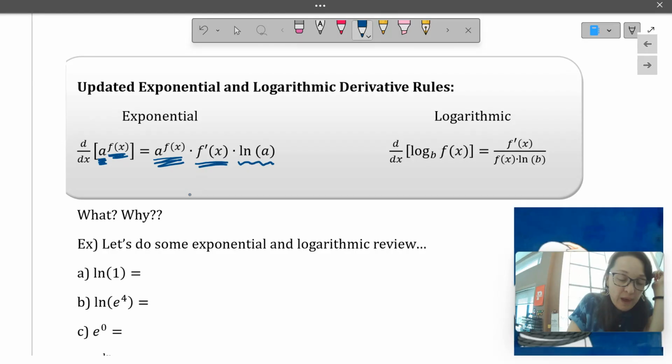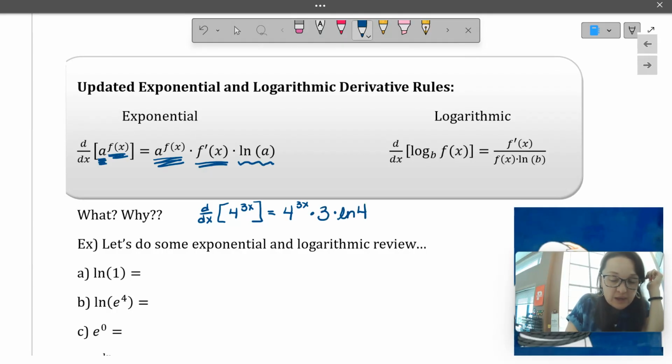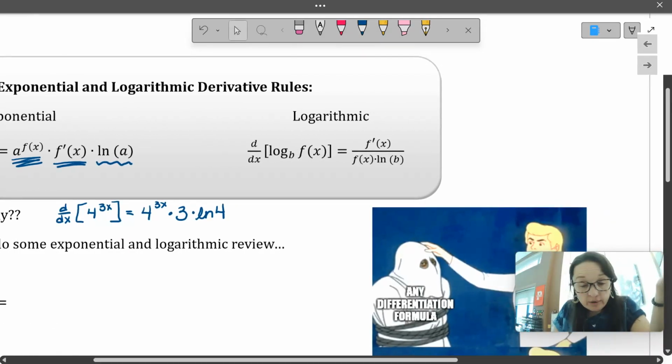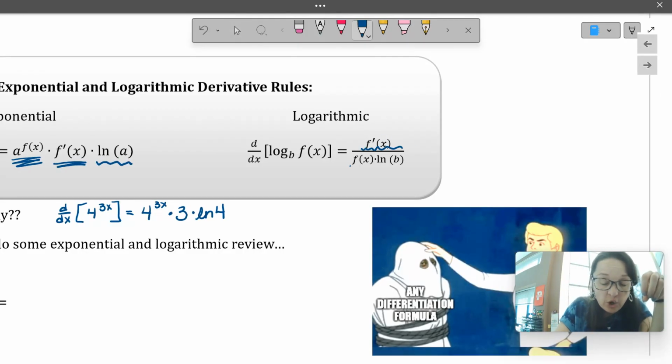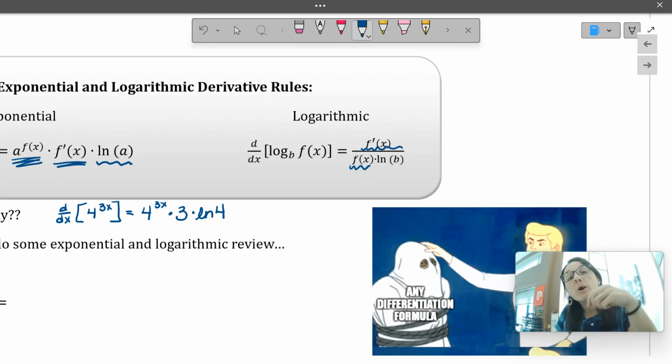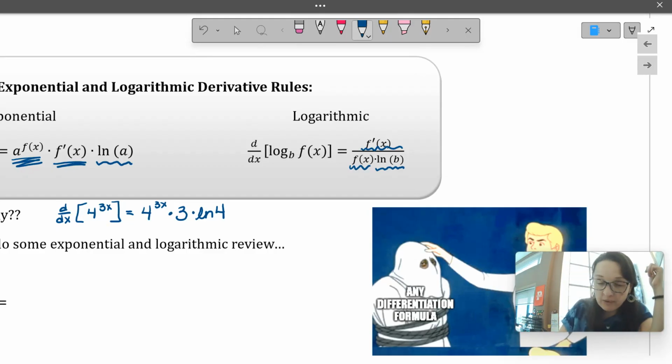Okay, so what would that mean? That would mean if I was doing the derivative of 4 to the 3x, it would be itself times the derivative of the exponent times the ln of 4. Okay, I'll deal with y in a minute. And if you're dealing with logs, log base b of f of x is still the derivative of the end over the end, but also now we have over the ln of the base. So instead of times the ln of the base, we're dividing by the ln of the base.